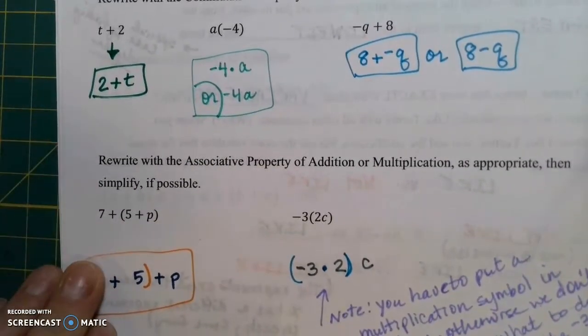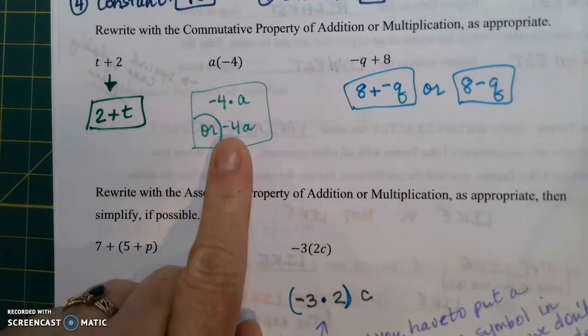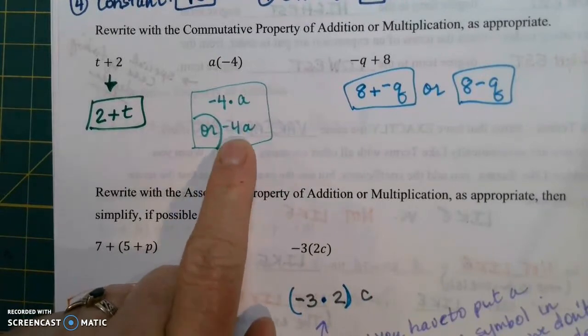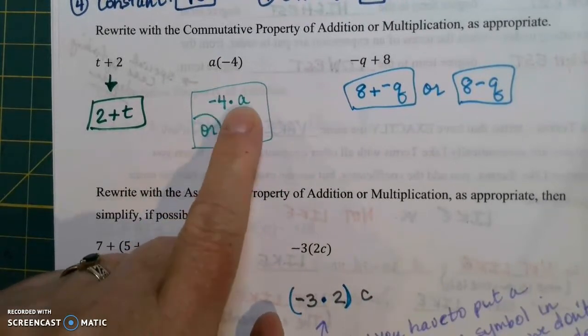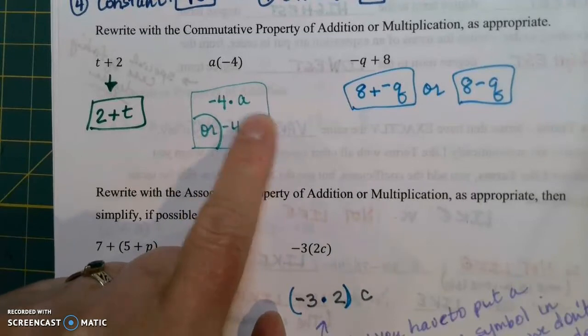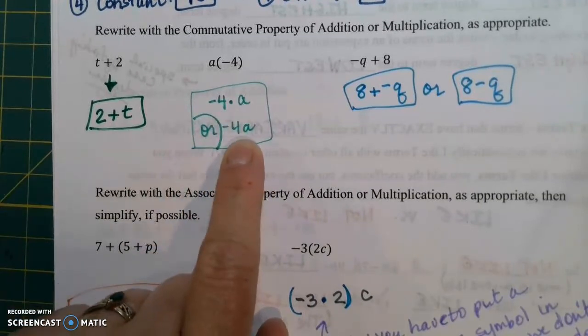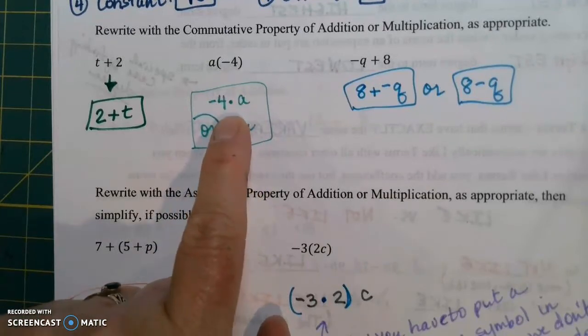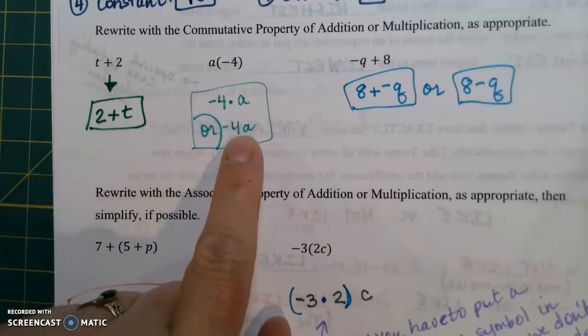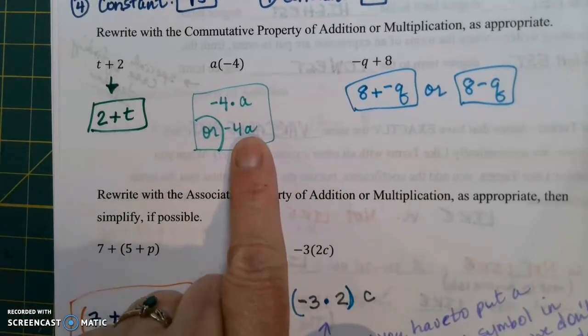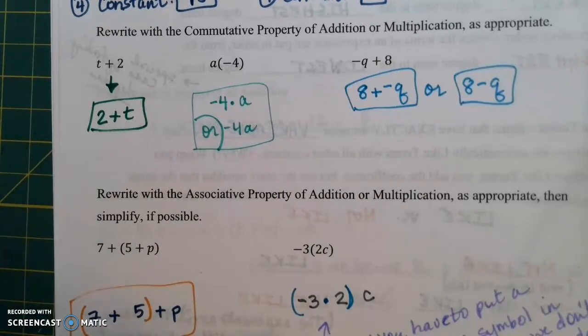Okay, so here on the bottom of page 24, we are looking at rewriting with the commutative property. I could switch the order there, -4 times a, and you could put the multiplication symbol there, but I can also write it without it because one is a number and one is a variable. If they are both numbers, I cannot do that. But because there is a variable there, if I just squish them together like this, then it's implied that we multiply them together.